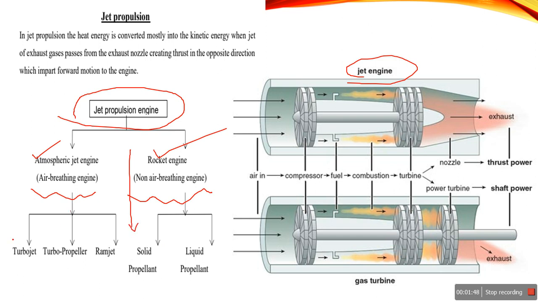Today we focus on the turbojet engine, turbopropeller engine, and the ramjet. In today's lecture, I cover the turbojet engine and turbopropeller engine. The atmospheric jet is also called an air breathing engine because it sucks the high pressure, high temperature air we need for combustion from the atmosphere. Such an engine is called an air breathing engine. Again, to revise jet propulsion: heat energy is converted mostly into kinetic energy with the help of the nozzle provided at the exhaust, whereas the gas turbine produces mechanical power in the form of a rotating shaft.